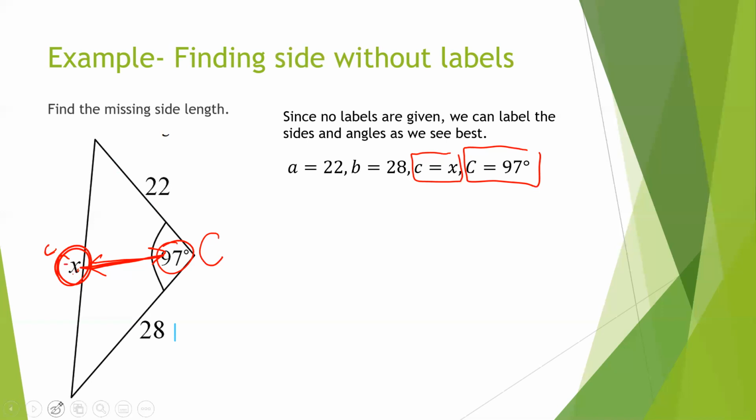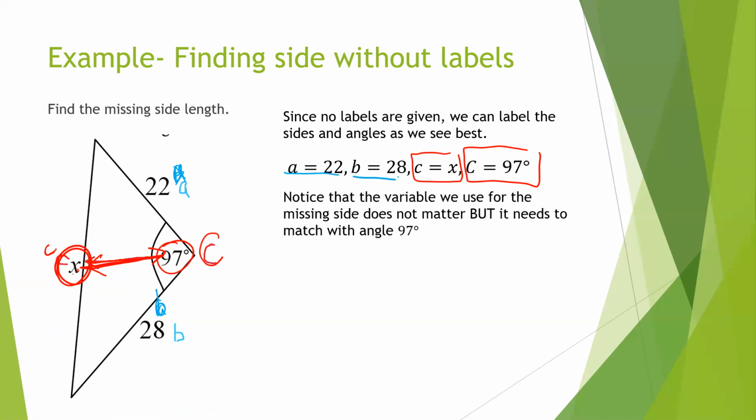And A and B, I already mentioned this, can be whatever. The two side lengths left over, this can be A, this can be B, or I can switch it around. I can make this B, and I can make this one A. Doesn't make a difference at all. I'm going to keep it with what I have here. That A is 22 and B is 28. Again, it's just like Pythagorean theorem, right? You can switch around the order there.